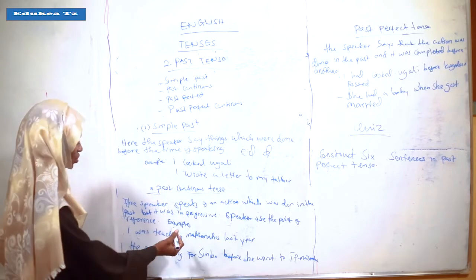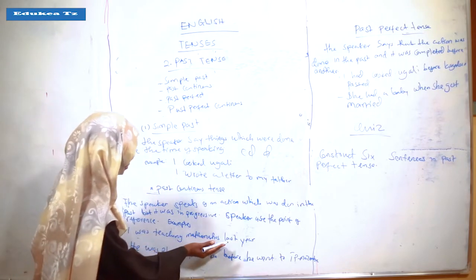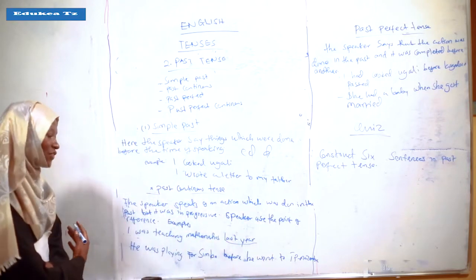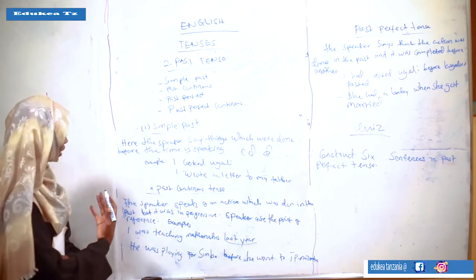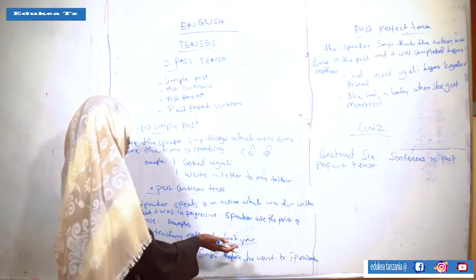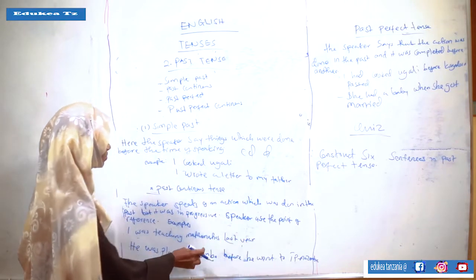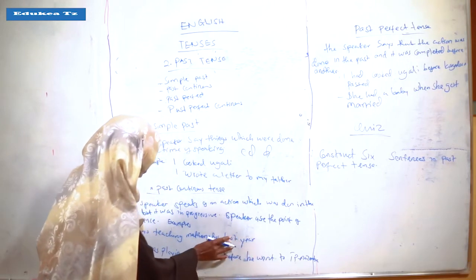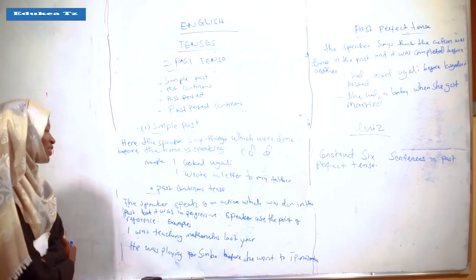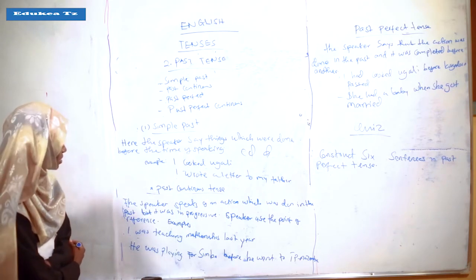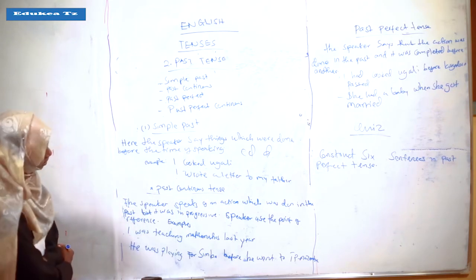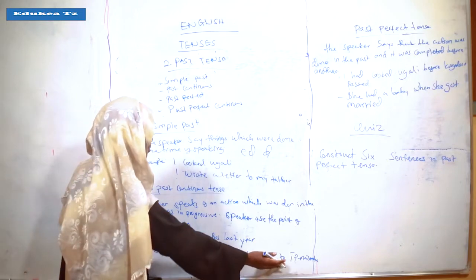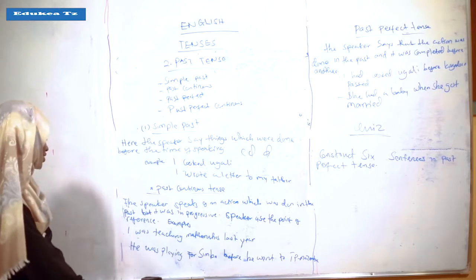I was teaching mathematics last year. Last year is what we call the point of reference, be it overtly or covertly. There are some scenarios where the point of reference is seen, but there are some scenarios where the point of reference is not seen. The next example is he was playing for Simba before he went to TP Mazembe.